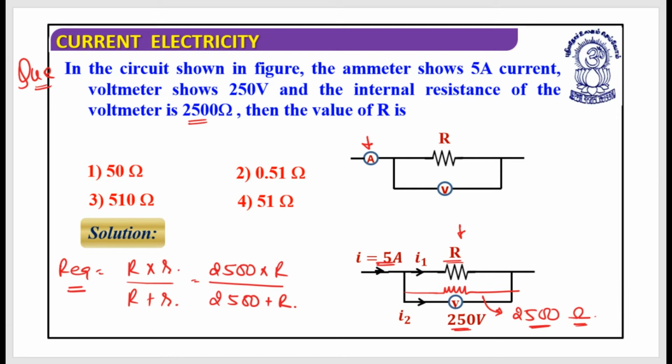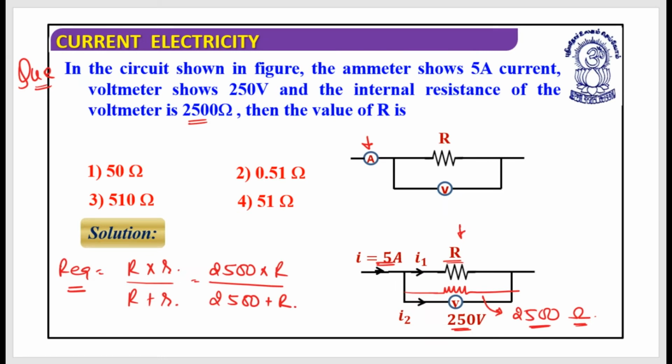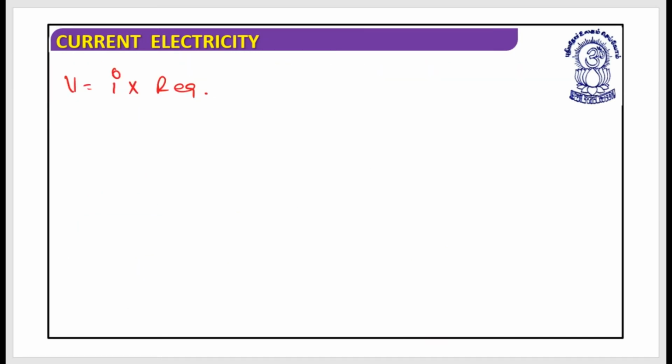Yes, this is the R equivalent. What you require is V equals I multiplied by R equivalent. The V is 250 volts. The current flowing through the circuit is 5 ampere multiplied by R equivalent. So this R equivalent is 250 divided by 5, which equals 50 ohm.